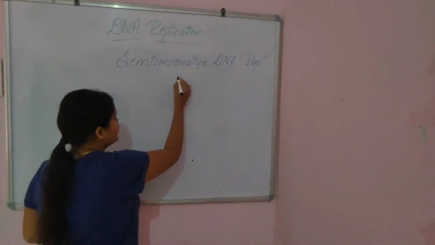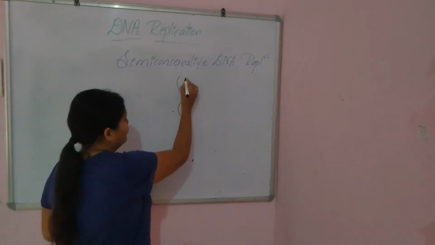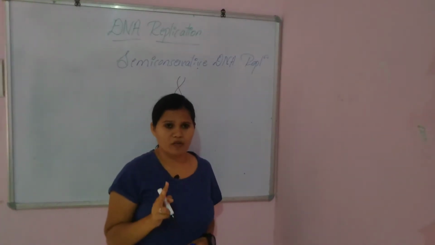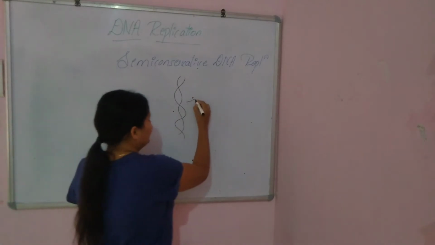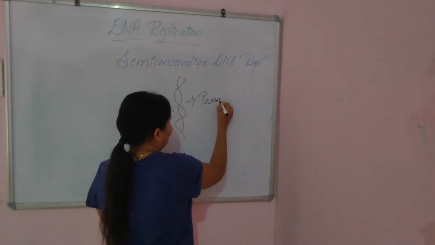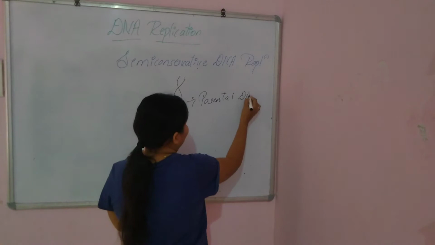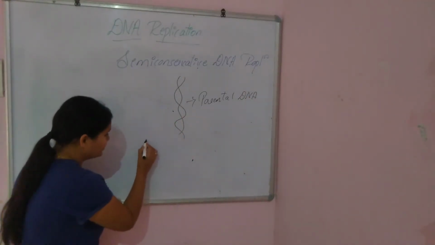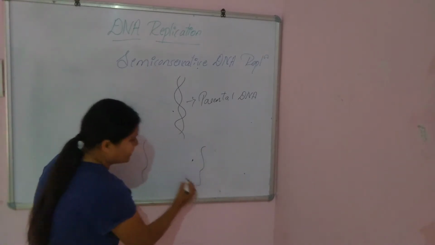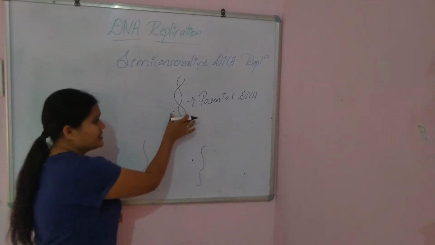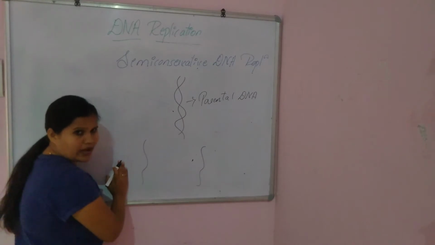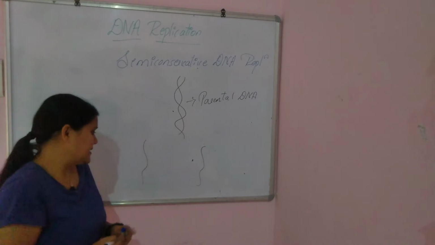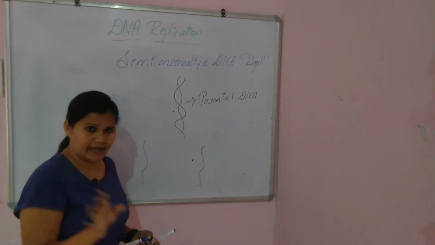So here, we all know that DNA is a double-stranded molecule, right? So this parental DNA, in the process of replication, it will get divided with the help of an enzyme. These two strands are separated into different strands. So these two are the parental DNA only.